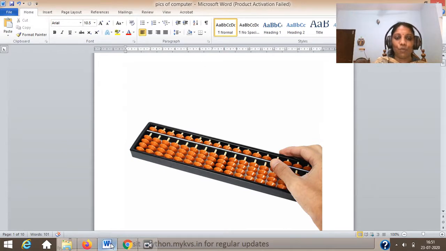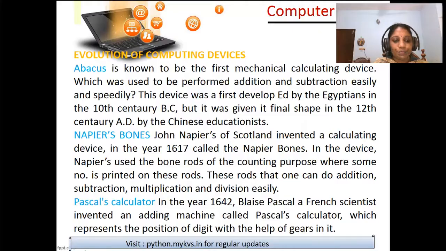There may be many pictures. If you want, you can Google and see. One such is over here. So, back to our class. This device was first developed by Egyptians in the 10th century, but its final shape was given by, of course, the Chinese. That is not very important, but that the first mechanical calculating device is known as abacus is very important. Subtraction and addition can be performed very easily using this device.